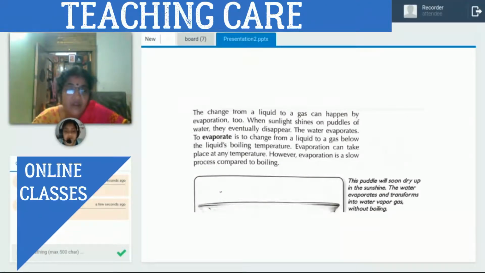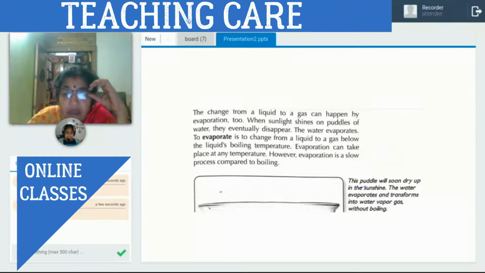Read it. To change from a liquid to gas is evaporation. Evaporation can happen when sunlight shines on puddles of water and they eventually disappear. To evaporate is to change from a liquid to a gas below the liquid's boiling temperature. Evaporation can take place at any temperature. However, evaporation is a slow process compared to boiling.